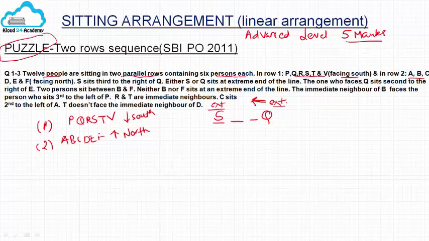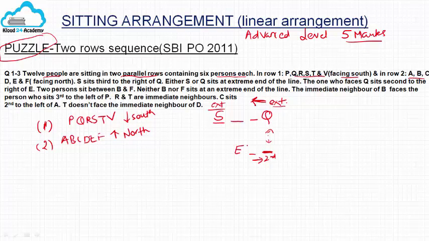The one who faces Q, so this is the guy who will be facing Q. So the one who faces Q sits second to the right of E. So E will be here and E's right side will be this side and second position. So the one person who is facing Q, that is this person, is sitting second to the right of E.